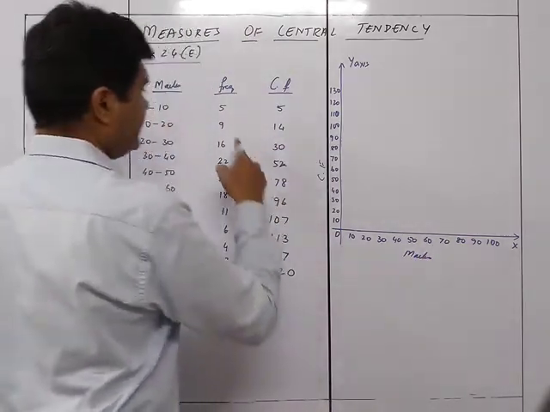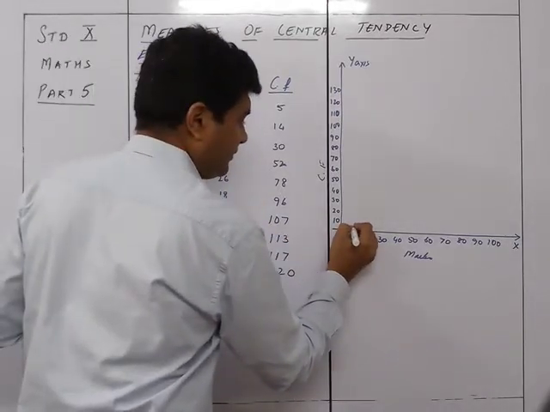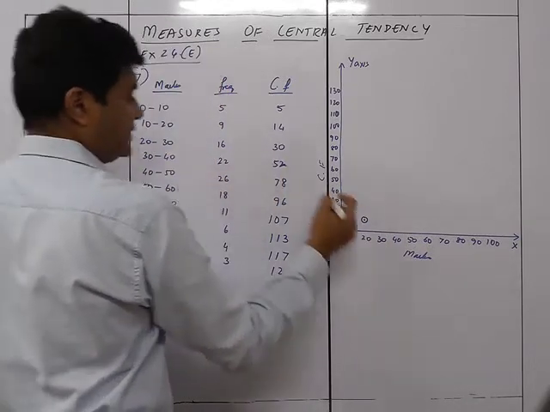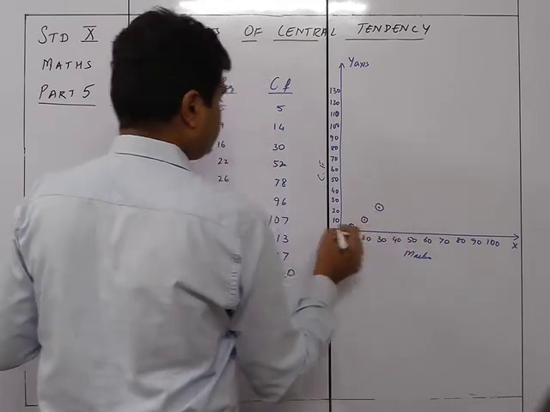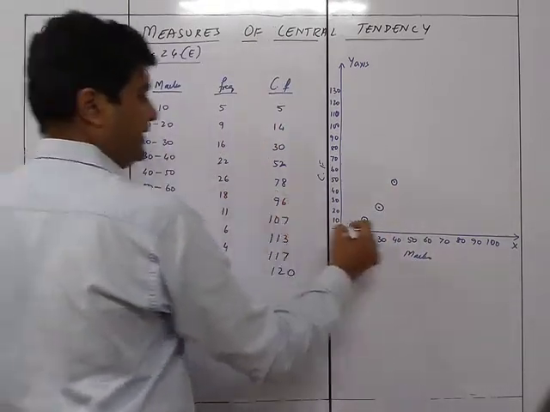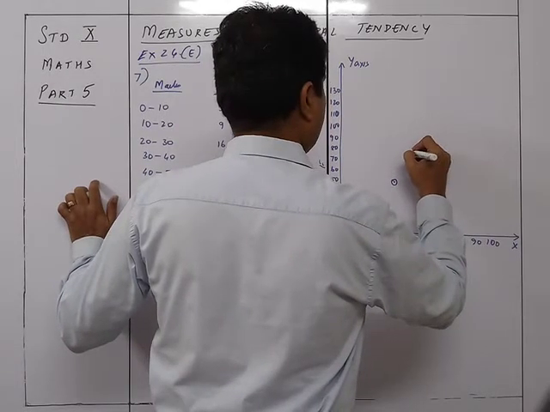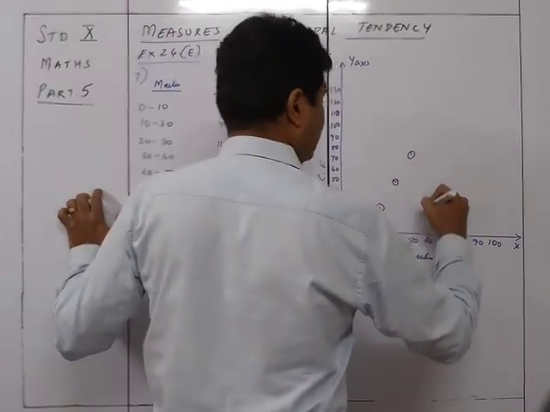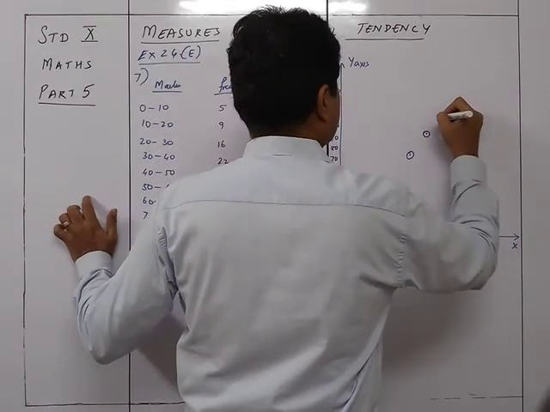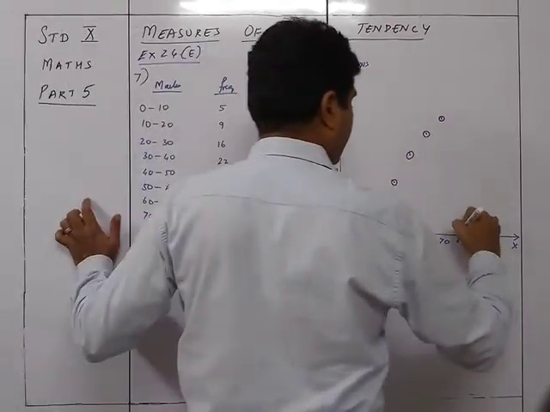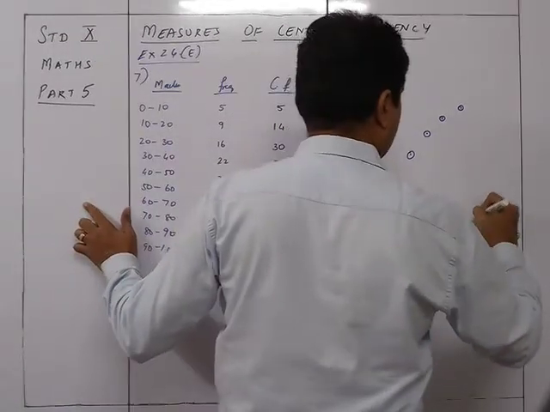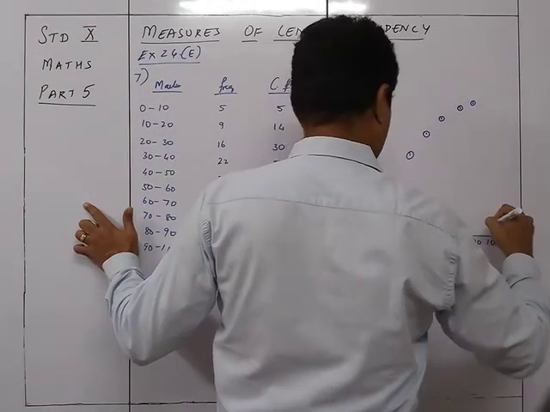Okay. So first thing is 10 ka 5, 10 ka 5 over here. 20 ka 14, so 20 ka 14 is somewhere here. 30 ka 30, 30 ka 30 will be here. 40 ka 52, 40 is 52 will be here. 50, 78, 50 is 78 will be somewhere here. 60, 96, 60 ka 96 will be here. 70 ka 107, 70 is 107. 80 ka 113, 80 is 113. 90 ka 117, 90 ka 117. 100 ka 120.